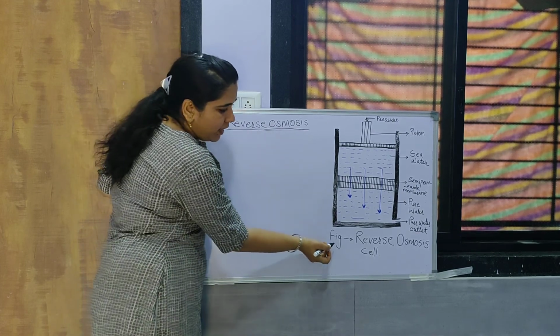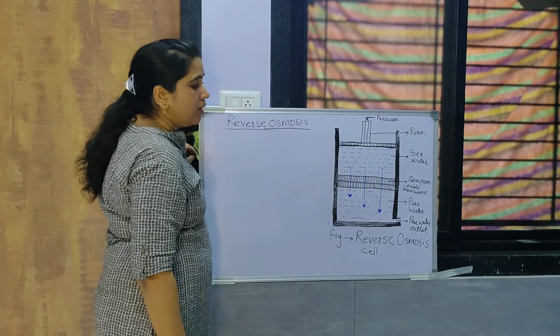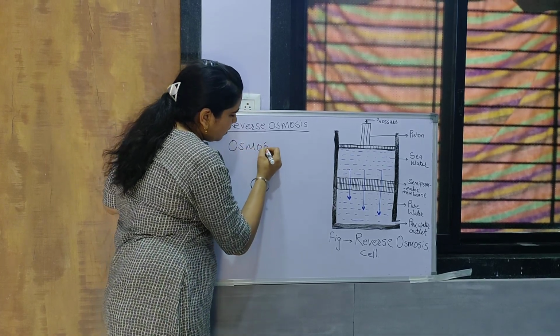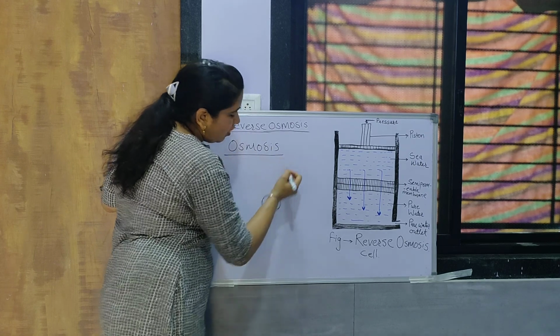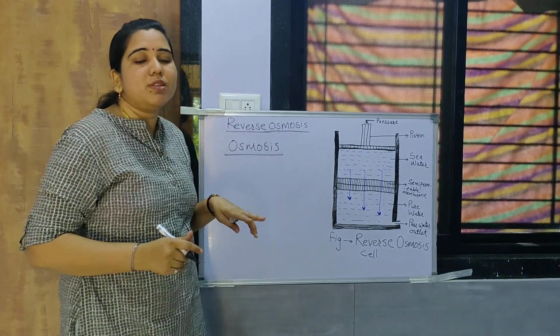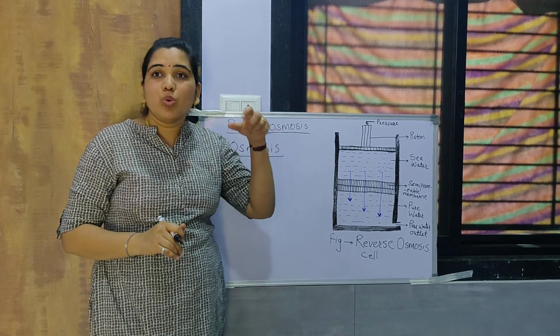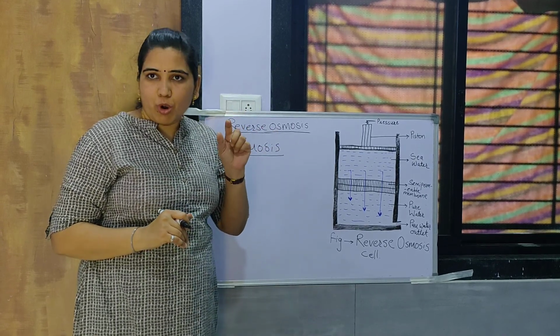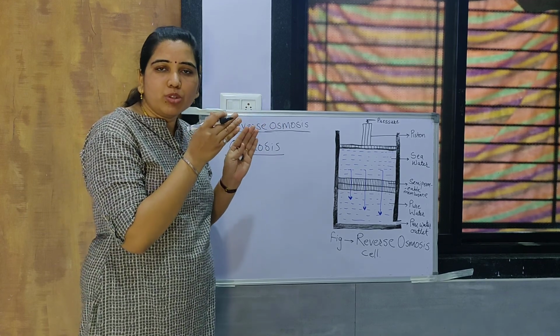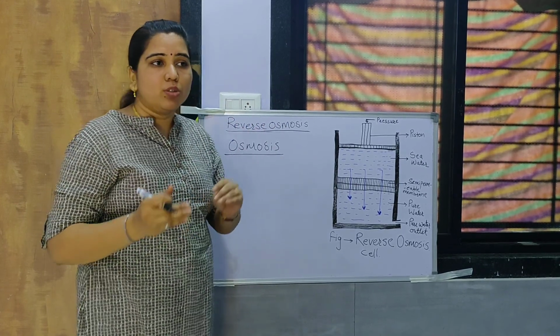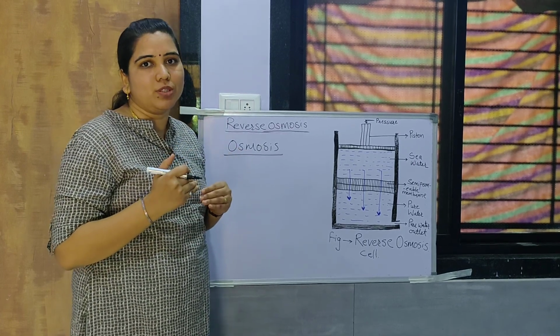So here there is a diagram of a reverse osmosis cell. Now we know the process of osmosis. In case of osmosis, there are two different solutions of different concentration, and it shows the flow of the solvent from the solution of lower concentration to the solution of higher concentration. So that process is called osmosis.